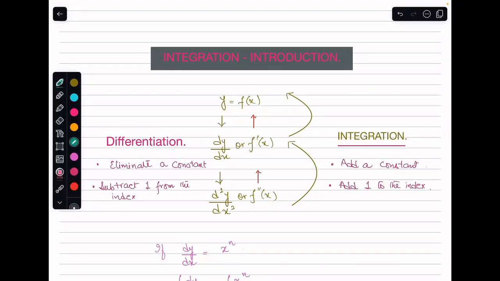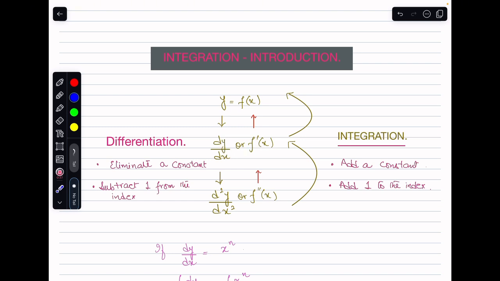And the topic that we are going to start is integration, and we shall be doing the introduction of integration today. So, what is integration? Integration is the reversal of differentiation. It's the reverse process of differentiation, meaning if in differentiation the equation y in terms of x is given to us, then we differentiate it to get the first derivative dy by dx or f prime x.